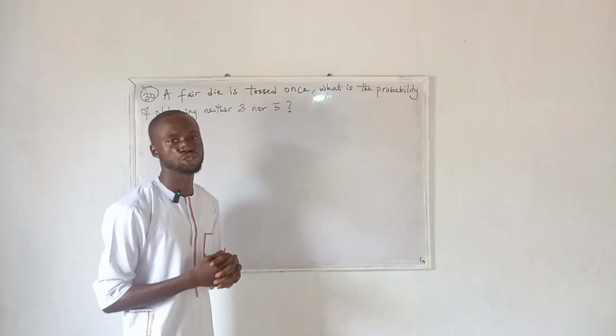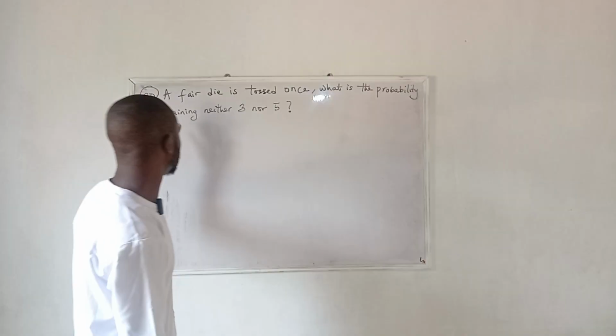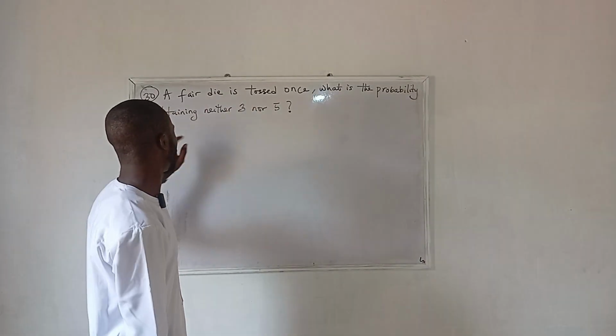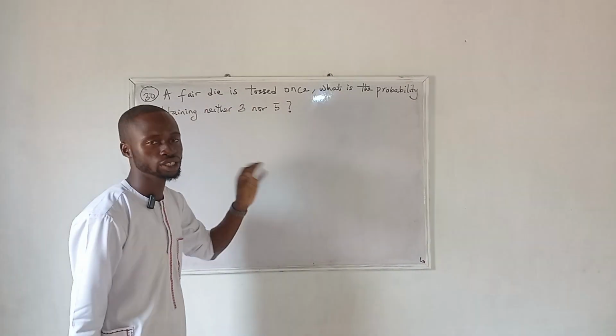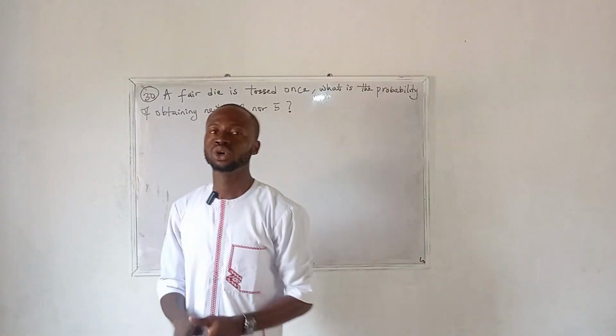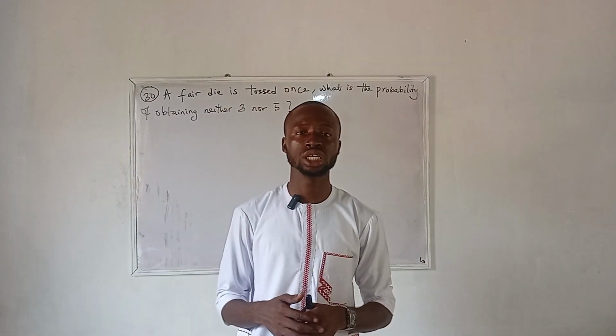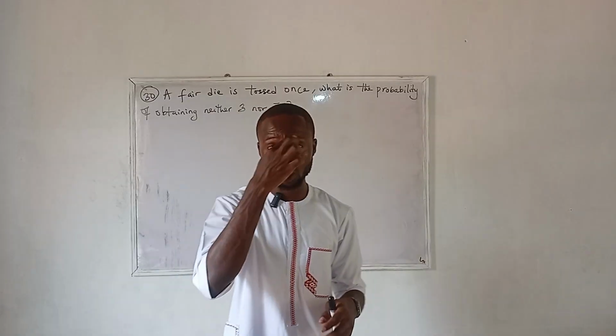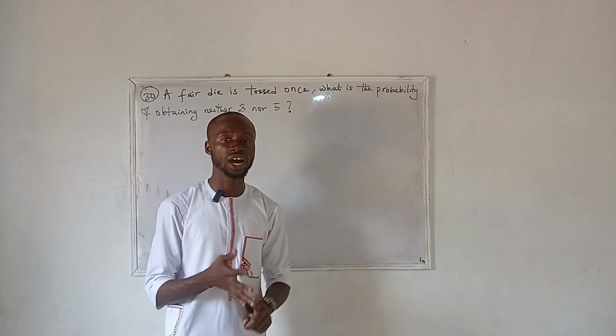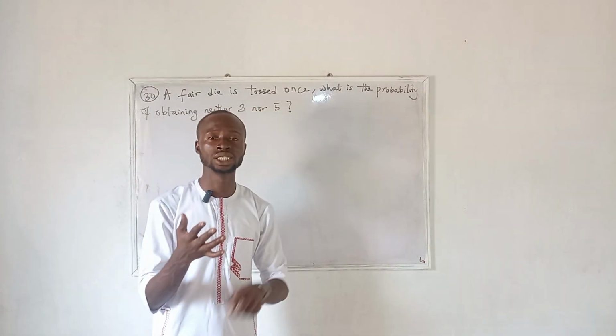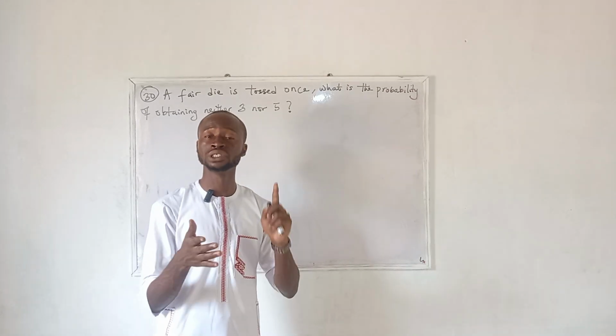We have this last question for this particular video. We are told that a die is tossed once, and we are asked to calculate the probability of obtaining neither a 3 nor a 5. So the possible outcomes of a die when it is being thrown or tossed is 6, because that's 6 faces. So if we don't toss a 3 or a 5, definitely the outcome can either be 1, can be 2, can be 4, or even 6.